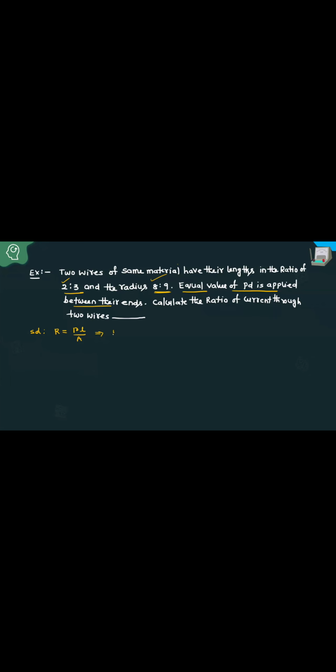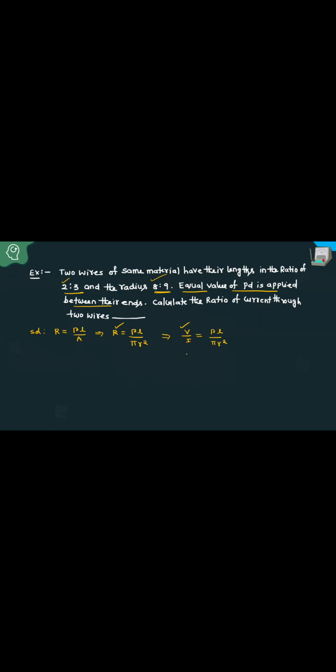Then the radius is given, so take the area equal to pi R square. How do we write the resistance? I am writing this resistance as V by I, because you have to write in terms of currents. So R equals V by I, and this is rho L by pi R square.